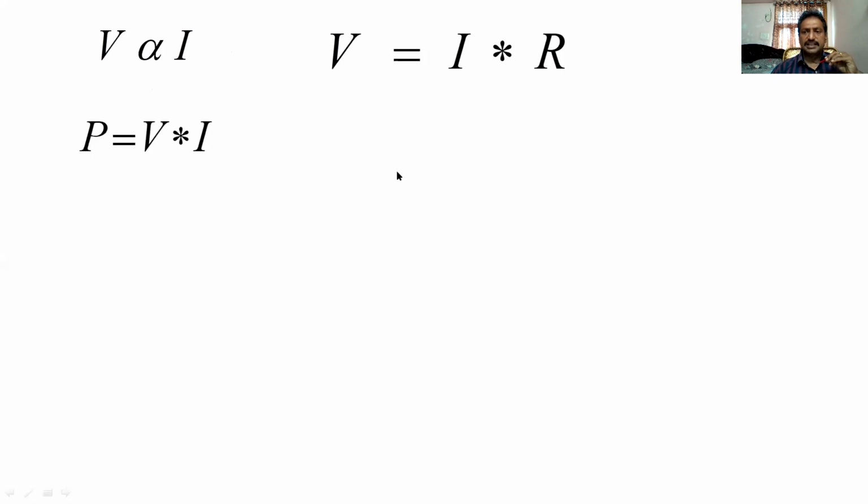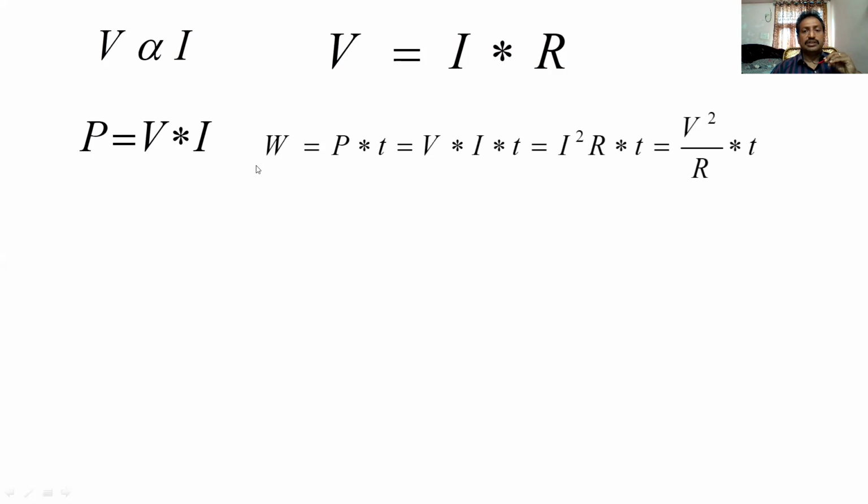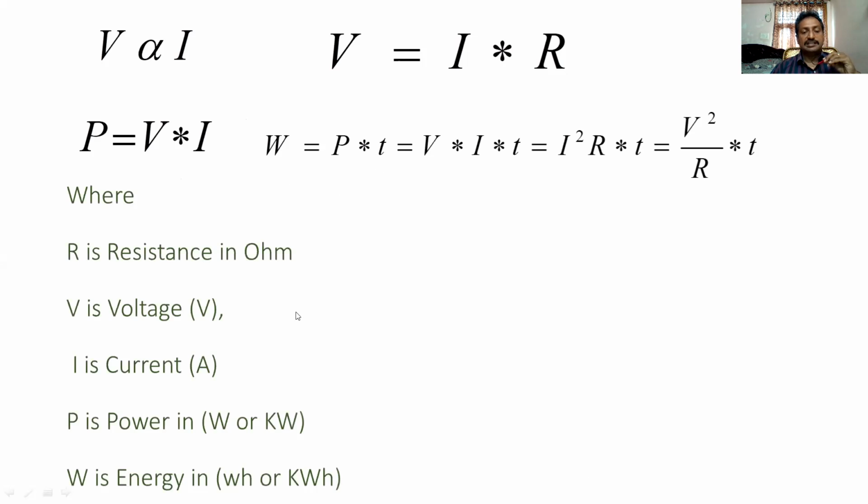Then power. In the case of this resistor, voltage multiplied by current is called power. Here V is equal to IR, so we substitute that: I square R or V square by R is the power value. Again, we come back to the energy. W is nothing but the energy, power into time. Therefore, voltage into current into time, or I square into R into T, or V square by R into T. Here R is resistance in ohms, V is voltage in volts, I is current in amperes, P is power in watts or kilowatts, and energy in watt-hours or kilowatt-hours. 1 kWh is equal to 1 unit.